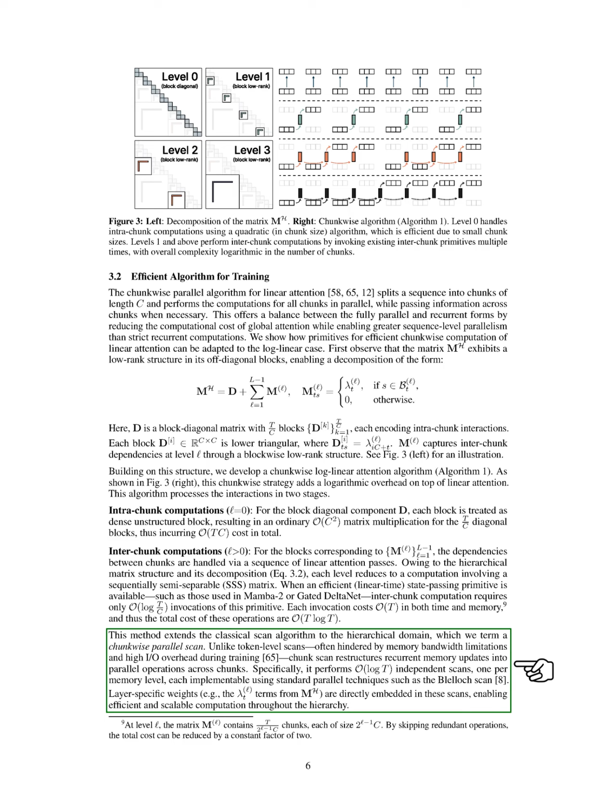Unlike token-level scans that face memory bandwidth limitations, our chunk scan restructures memory updates into parallel operations across chunks. It performs independent scans for each memory level, which can be implemented using standard parallel techniques. Layer-specific weights are directly integrated into these scans, allowing for efficient and scalable computation throughout the hierarchy.